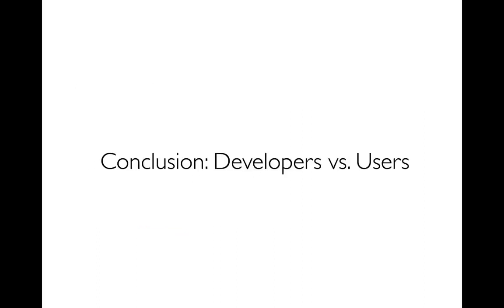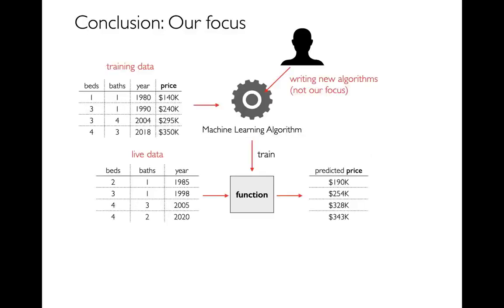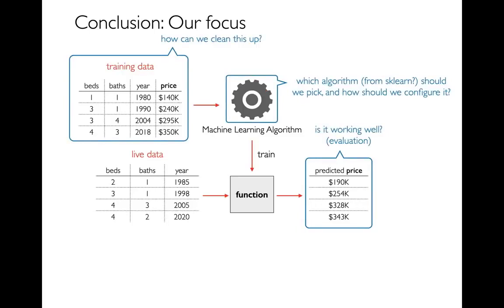To conclude this video, I just want to talk about the difference between developers and users, and who we are. In this picture, I'm feeding all this training data into a machine learning algorithm, and that gives us a function we can use to make predictions. There are classes and people in general who either develop new algorithms or write and optimize code for existing algorithms. We'll do a tiny bit of that, but that's not our focus. We aren't trying to do machine learning research or come up with novel ideas. We aren't developers. Instead, we're going to be users of machine learning algorithms that come in scikit-learn.